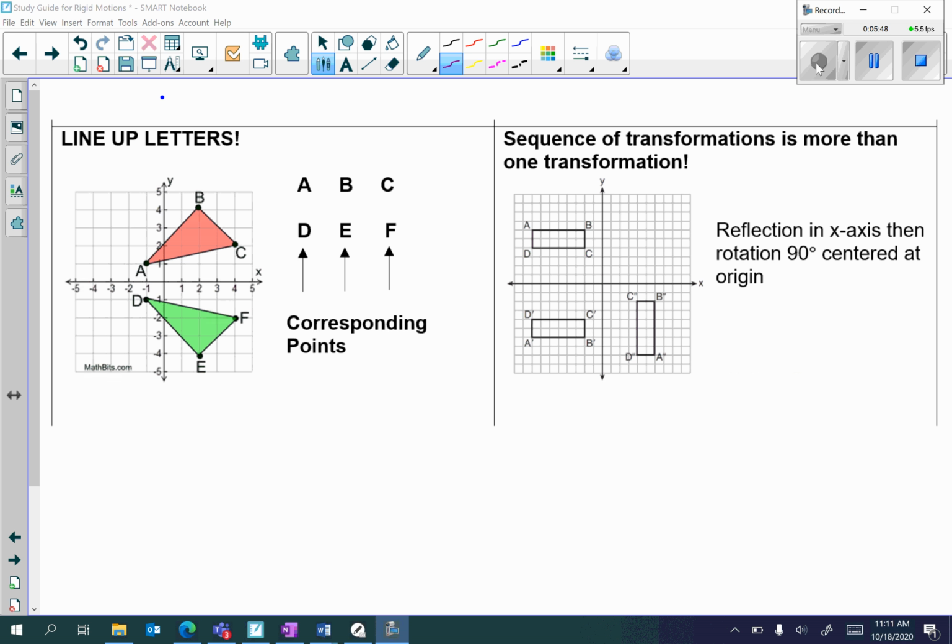Don't forget to line up your letters A, B, C, D, E, F, and those are the corresponding points. A sequence of transformations is more than one transformation. Notice in this diagram we have a reflection in the x-axis, then a rotation of 90 degrees centered at the origin. Always be specific.